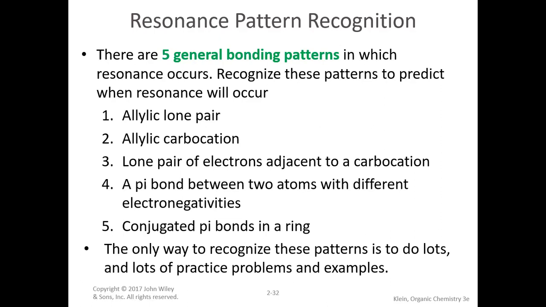Allylic lone pairs, meaning are the lone pairs close enough? Allylic carbocation. A carbocation is a carbon that doesn't have 4 bonds, it only has 3. Lone pair of electrons adjacent to a carbocation, a pi bond between two atoms with different electronegativities, and conjugated pi bonds in a ring.